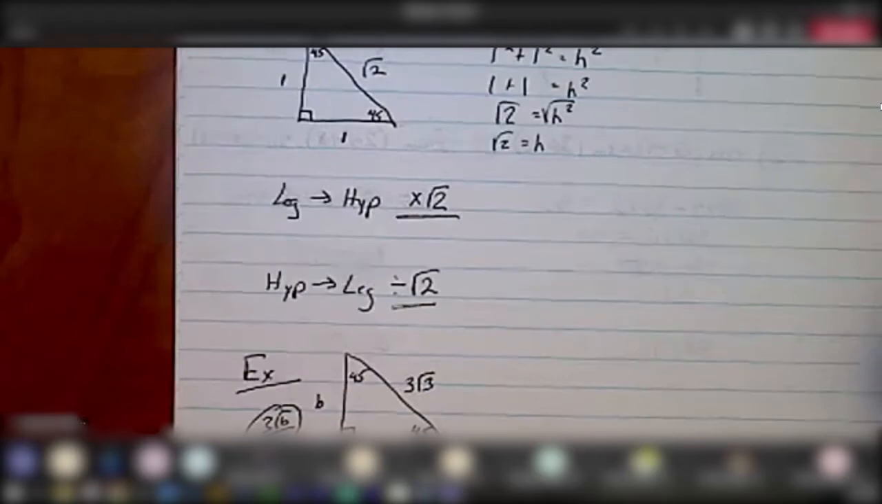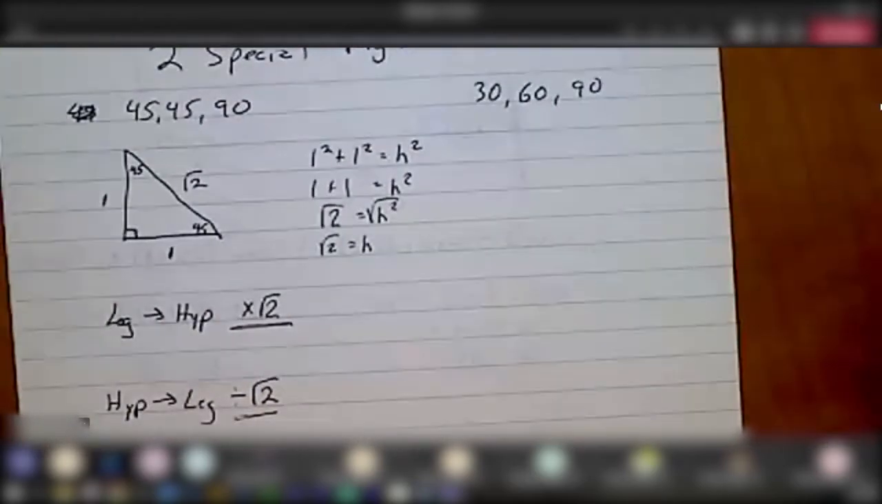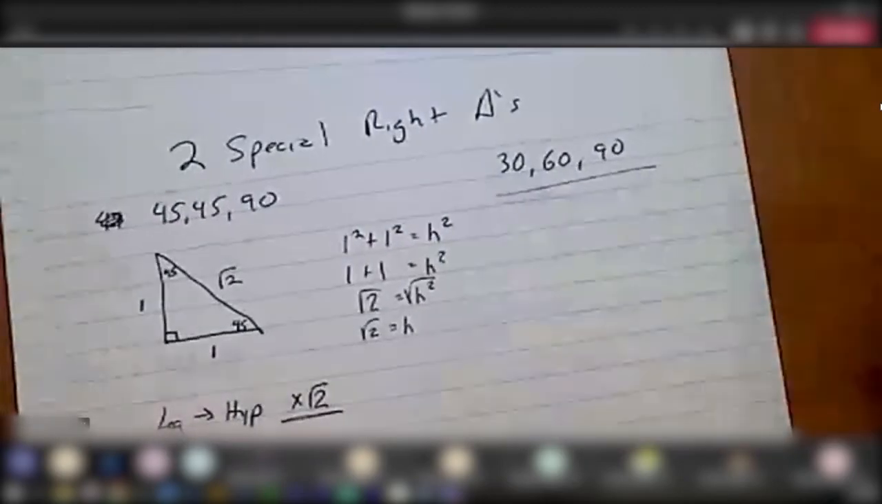Our second special right triangle that we're going to memorize is the 30, 60, 90 triangle. So the second one, we get another piece of paper.